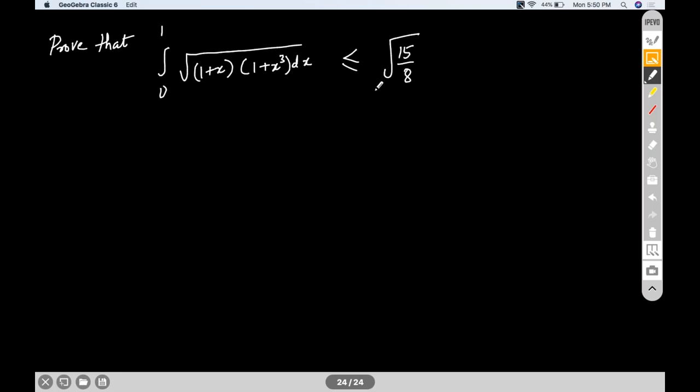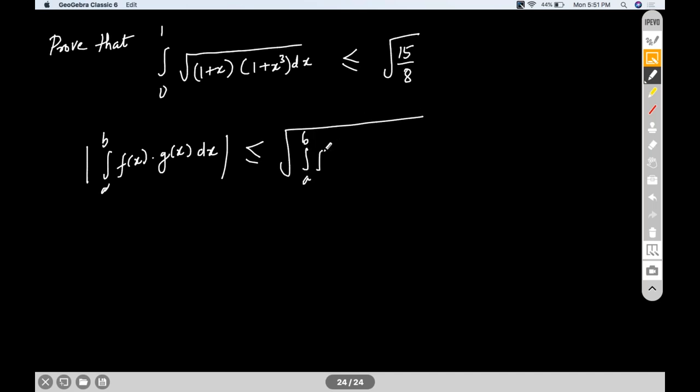This should be straightforward because you have already seen the property. It's just the application of the property, nothing else. I'll again write down the property for you. Mod of f of x into g of x is always less than under root of integral a to b f square x dx into integral a to b g square x dx.